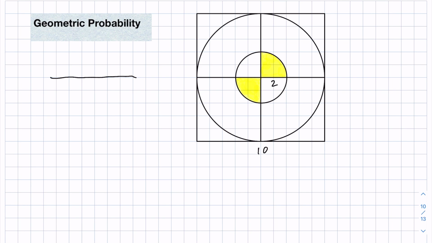Let's do the total area first. Since this is a 10 by 10 square, this area is 10 times 10. And now we have to find the area of these sectors. Let's first do the area of one sector. The area of one sector is pi r squared times theta over 360. Theta is just this angle over here for the sector. The angle is 90 because there are 4 sectors, and 360 divided by 4 is 90. And r is 2 because it is given here.